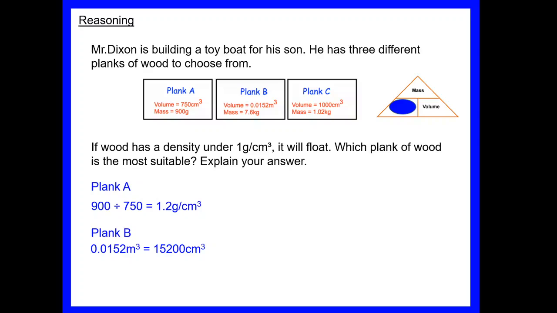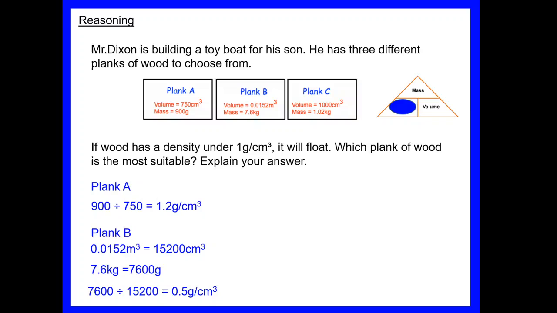For the mass then, we want to change 7.6 kilograms into grams. So from kilograms to grams, we times by 1,000. So 7.6 times 1,000 is 7,600 grams. Now we have the right units, we can now find the density. So the mass divided by the volume, so the mass, the grams, divided by our volume here, which gives us 0.5 grams per centimetre cubed.